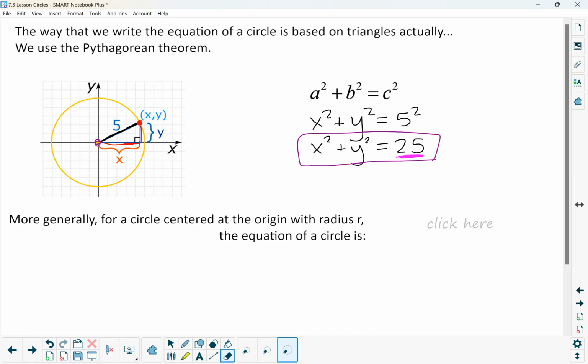So more generally, if we have just a radius of r, our equation just looks like x squared plus y squared is equal to r squared. So whatever that radius is, however small or big the circle is, we'll see that reflected over here on the right side of that equation.